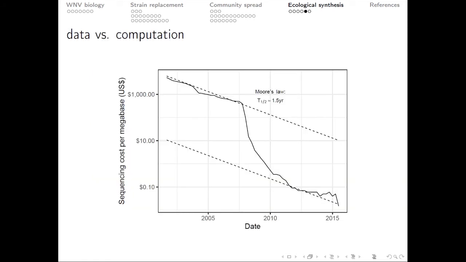This is a picture I put together a while ago for a meeting where we were supposed to wave our arms about the future of mathematical biology. These are sequencing costs per megabase of DNA. This is a log scale. So this was sequencing costs declining exponentially. This was next generation sequencing. And then sequencing costs have continued to decline exponentially at about the same rate that they were before. I don't have the last few years of data, but I think it's probably just continued in this direction.